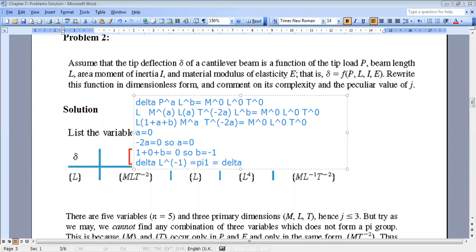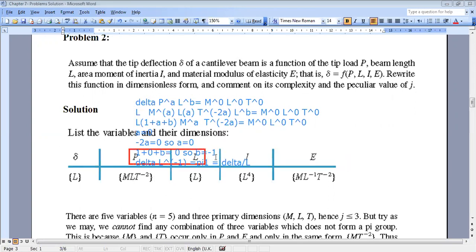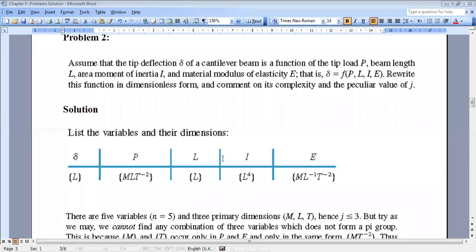Because it's a very simple group, there is no need to do the calculation. You can directly say that since delta and L have the same dimension, which is L, they will form the group delta over L directly. So this is group 1. Now, to find the second and third groups, our independent variables are P and L. So now we will form a group between P, L, and I. Who can tell me in a fast way what the group will be between I, L, and P?